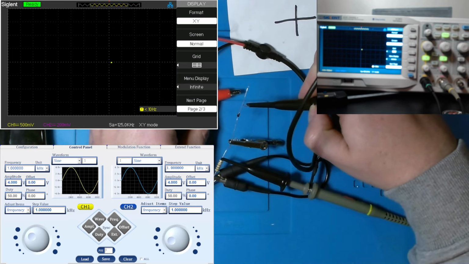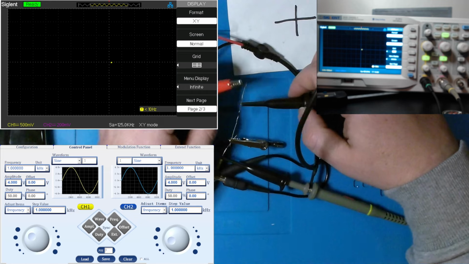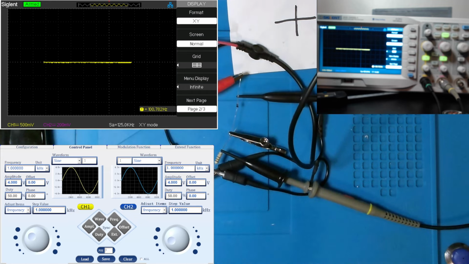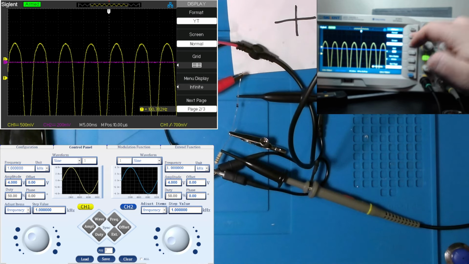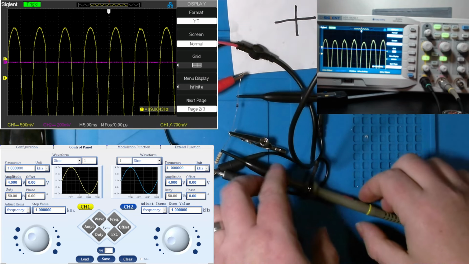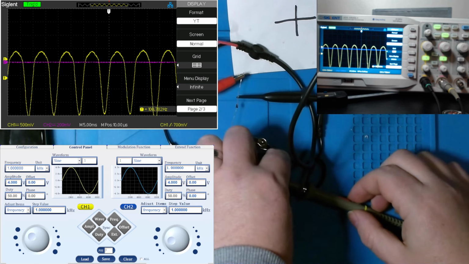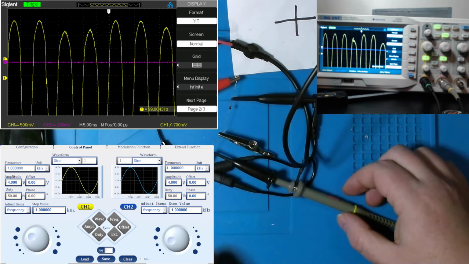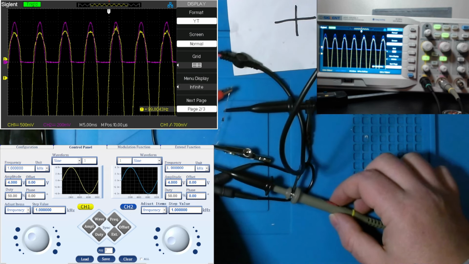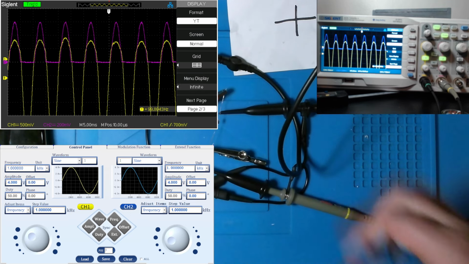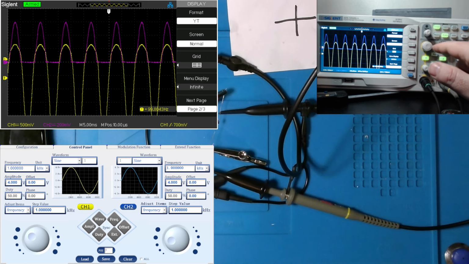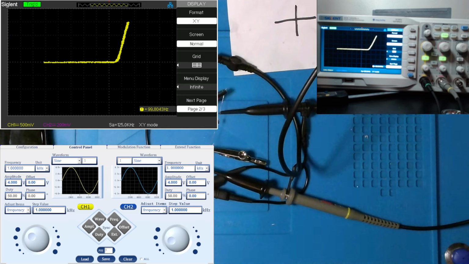We'll put channel 1 probe back and channel 2 probe back. And let me go back out of my display. I think I knocked out channel 2 there. Yeah, I did. Come on now. There we go. Channel 2 is back. Yeah, it would have been better to build this off a breadboard, but it is what it is.